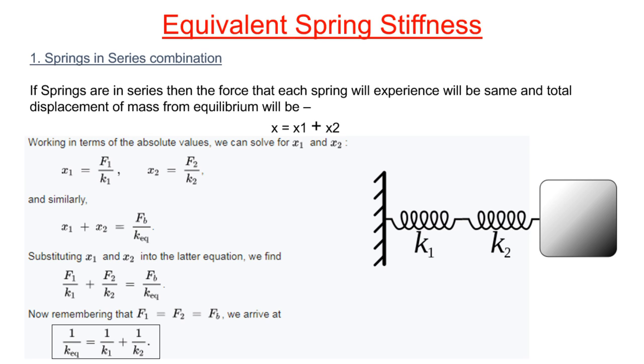If suppose n number of springs are there, that is k1, k2, k3, k4 up to kn, then the equation for the equivalent spring stiffness will be 1 upon k equivalent is equal to 1 upon k1 plus 1 upon k2 plus 1 upon k3 plus 1 upon k4 up to plus 1 upon kn. This is the method to find out the equivalent spring stiffness. Remember this last equation in square bracket.